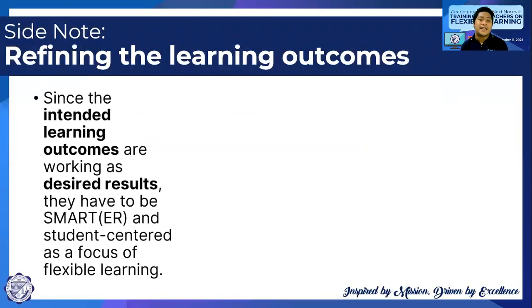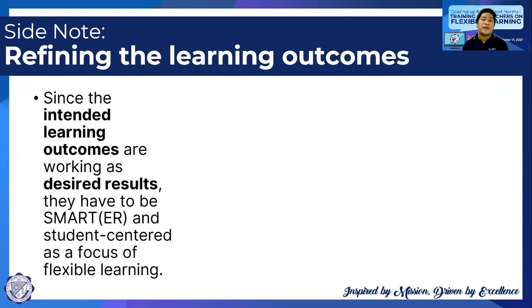Now, since the intended learning outcomes are working as desired results, they have to be smarter, not simply smart, smarter: specific, measurable, attainable, realistic, time-bound, and we have the ER, evaluated, and the last R is recognized or rewarded.